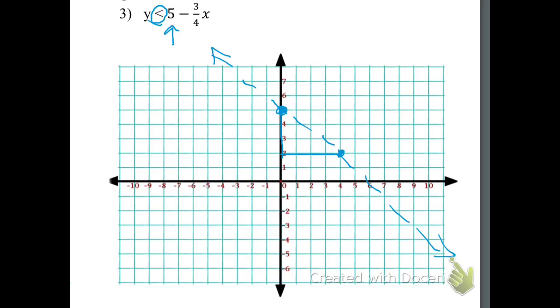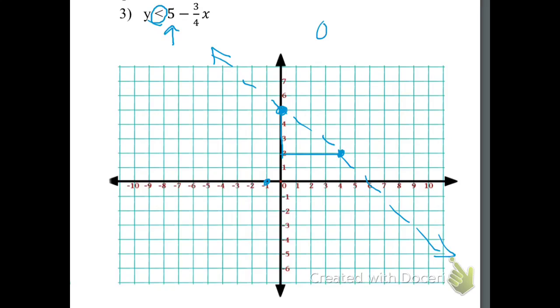Okay, and now we need to decide which side we're going to shade on. Typically, less than means down or to the left, but if you're not quite sure, you just take a point. I like choosing the point 0, 0. But here, let's do a different one because we can. Let's pick this point here. -1, 0. So x is going to be -1 and y is going to be 0.